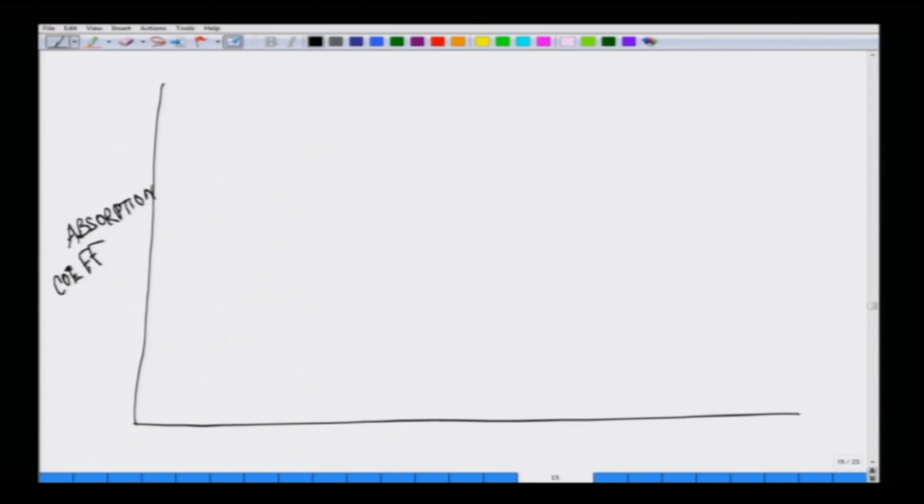Absorption coefficient, which is, so as a matter of fact, the absorption coefficient of chlorophyll molecule is among the highest found in nature, and that's why nature has probably selected chlorophyll as the molecule of choice for its functions.